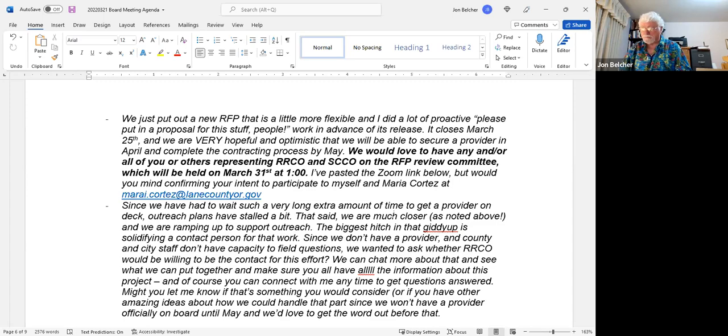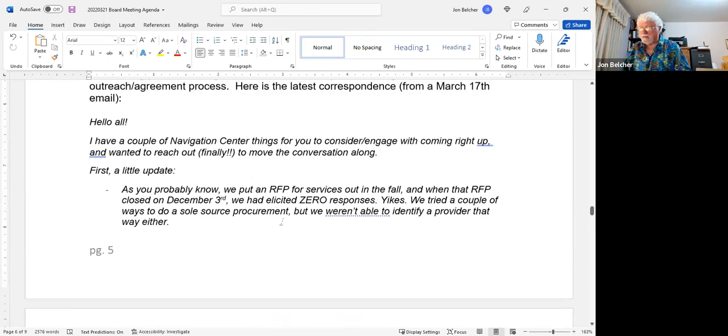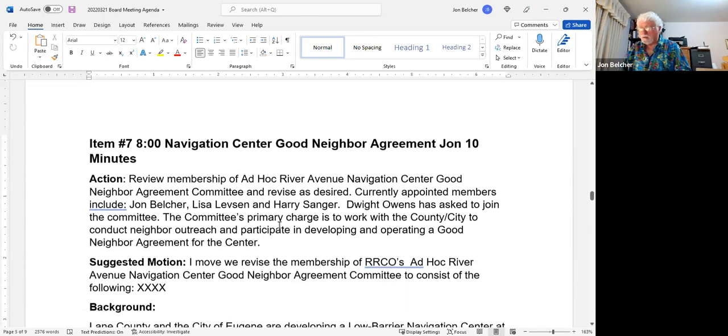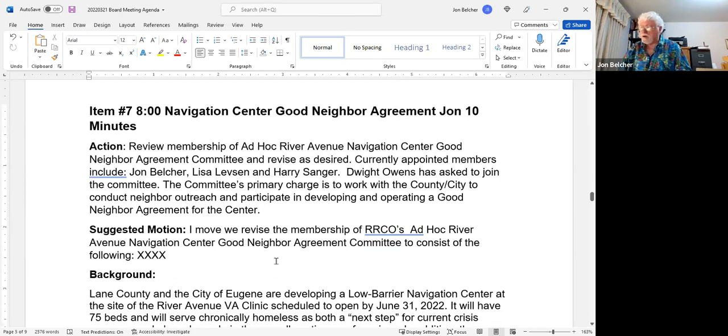So the motion is we revise the membership of RRCO's ad hoc River Avenue Navigation Center Good Neighbor Agreement Committee to consist of the following.